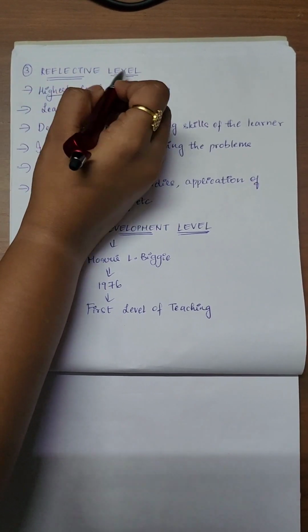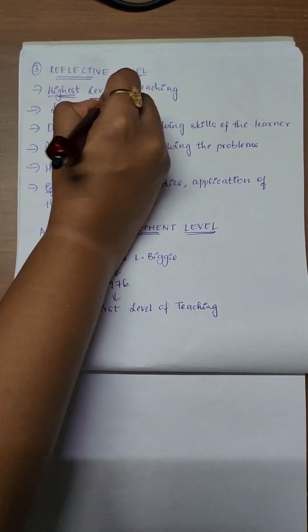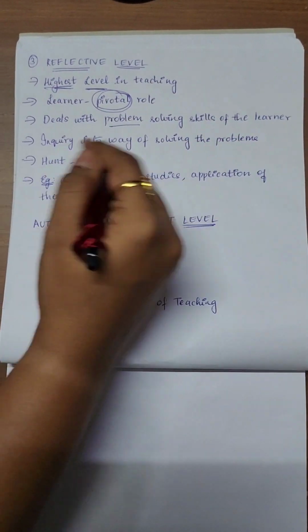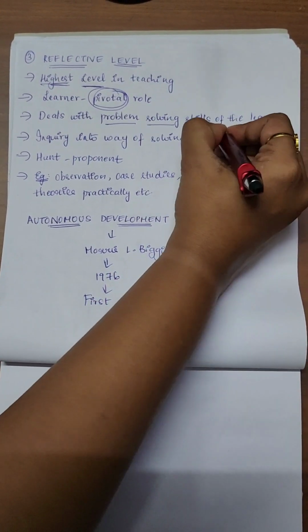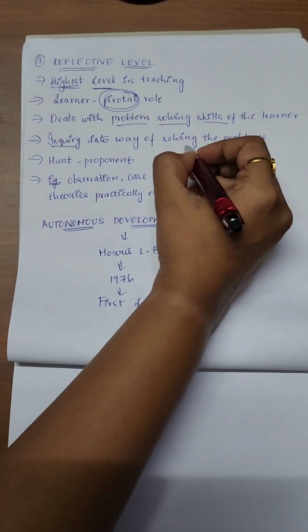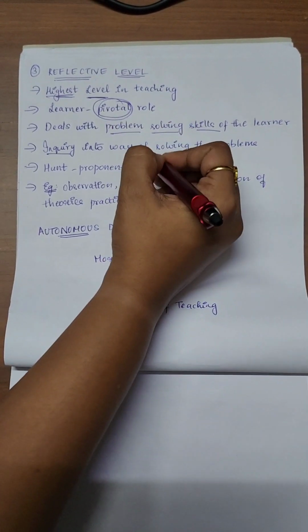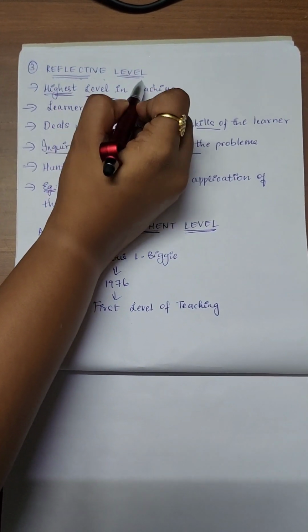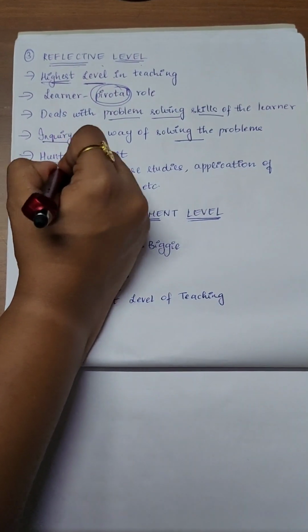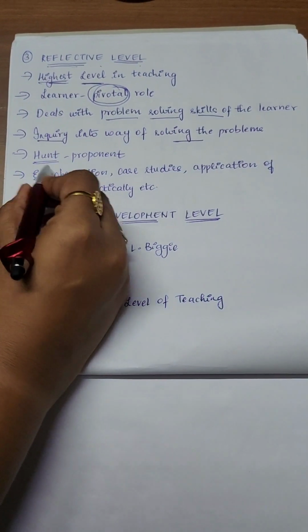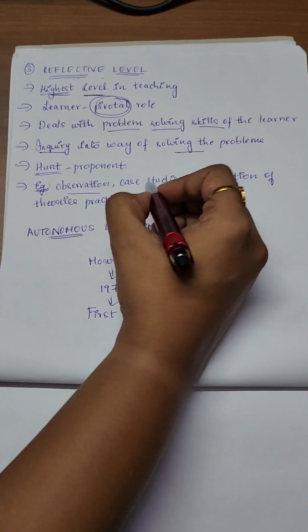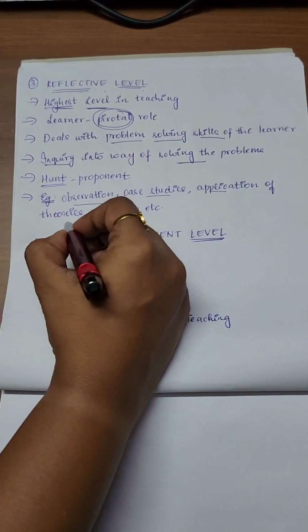So the next level is the reflective level, the highest level in teaching, and the learner plays a pivotal role. Problem solving skills and inquiry into the way of solving the problems, these are the key points under this reflective level of teaching. Hunt is the proponent again here. And examples: observation, case studies, application of theories practically.